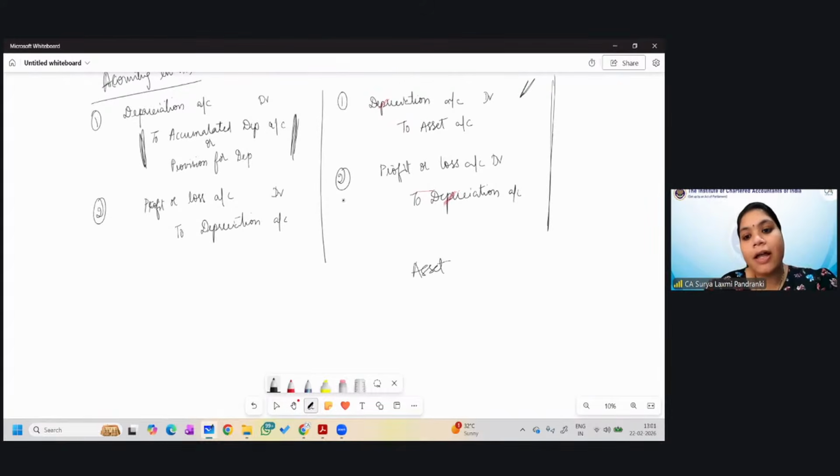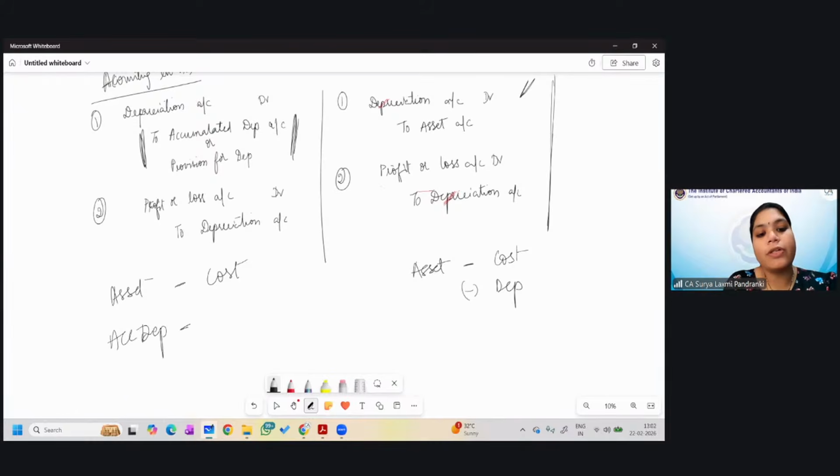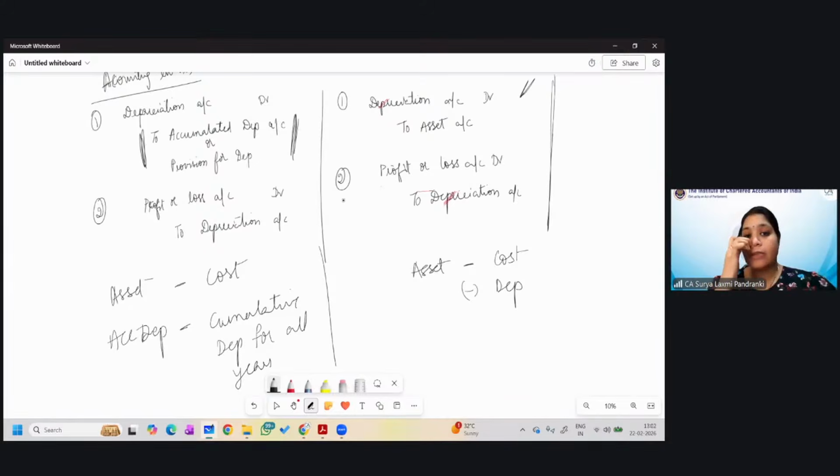Now what happens here? The asset is shown at cost minus depreciation in this way. If you're following this method, the asset is always shown at cost, and accumulated depreciation is one account which will be showing the cumulative depreciation for all years. This is the only difference between the presentations. Otherwise, anyway, it will go to the P&L statement only. It has to go to the P&L statement, right?